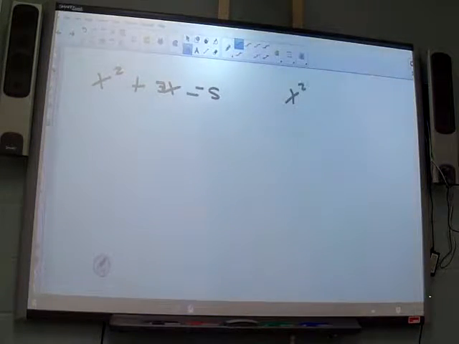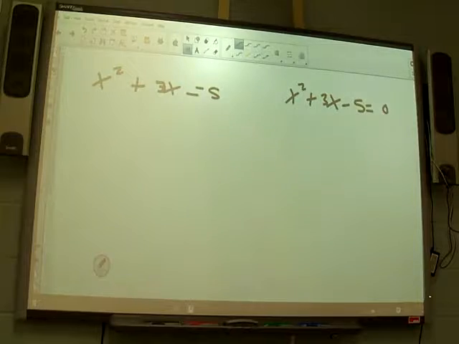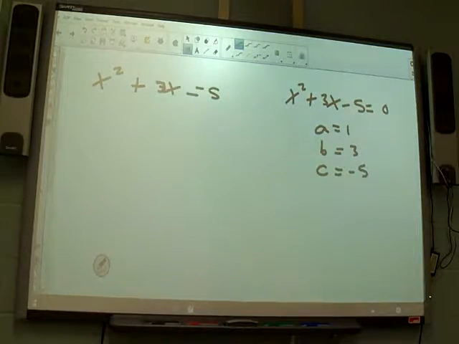I got x squared plus 3x minus 5 is equal to 0. Now you're going to be able to skip some of these steps, but while we're just starting out, I'm going to label my A, B, and C, because that's the stuff I got to plug into the formula. So over here where Garrett got this fixed up for me, what's my A? 1. What's my B? 3. And my C?